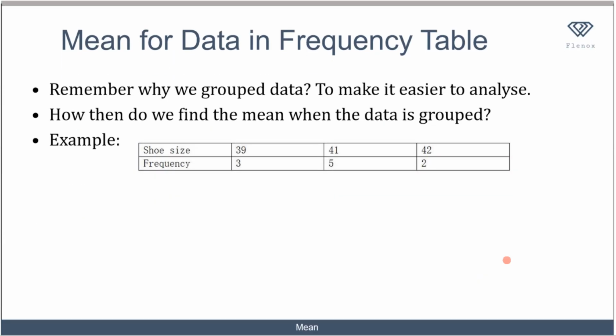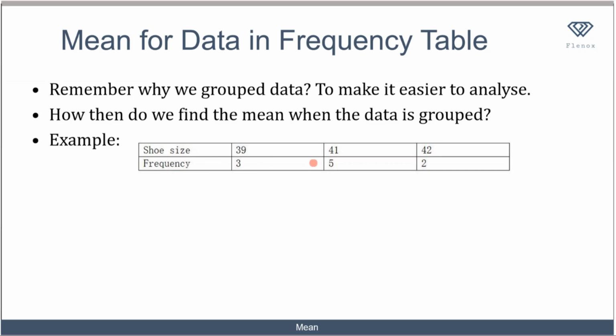Now sometimes the information we have might not be given to us directly and might be represented in a frequency table. So when our information is grouped in a frequency table like this, how do we find the mean? Let's try to find this using the normal way. Given this frequency table, we are given the shoe sizes and the frequencies. From here we can see that 3 people use shoe size 39, 5 people use shoe size 41, and 2 people use shoe size 42.